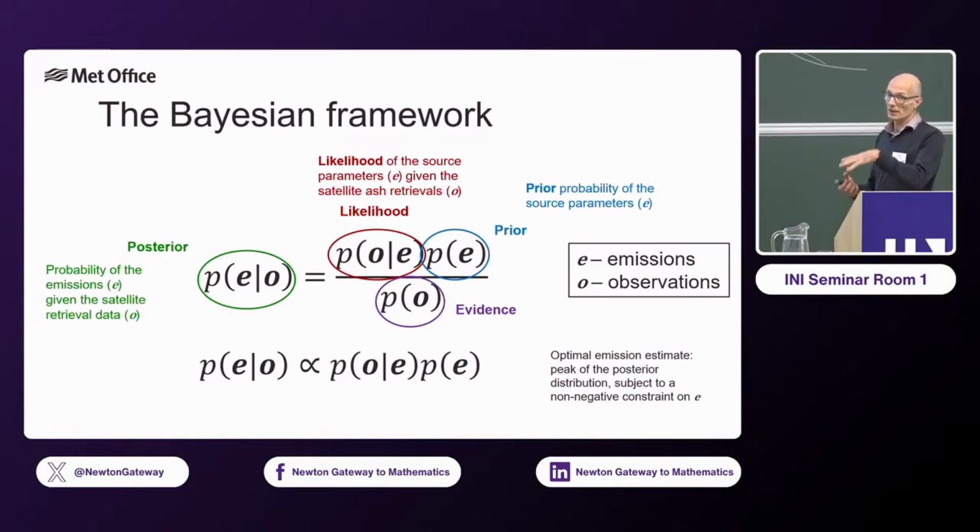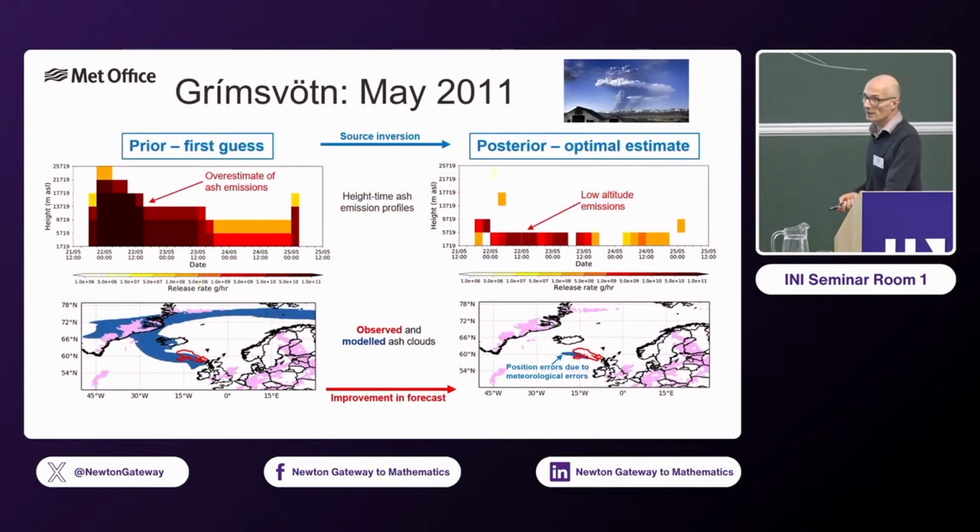As a prior, we use an empirical relationship between the rise height of the plume and the emission, that is, what's released by the volcano. If you don't have much in the way of observations, then the prior will dominate, and if you have good quality observations, they will give you a better estimate of the source than the prior. And we applied this to another eruption, the eruption of Grimsvötn, which occurred the following year.